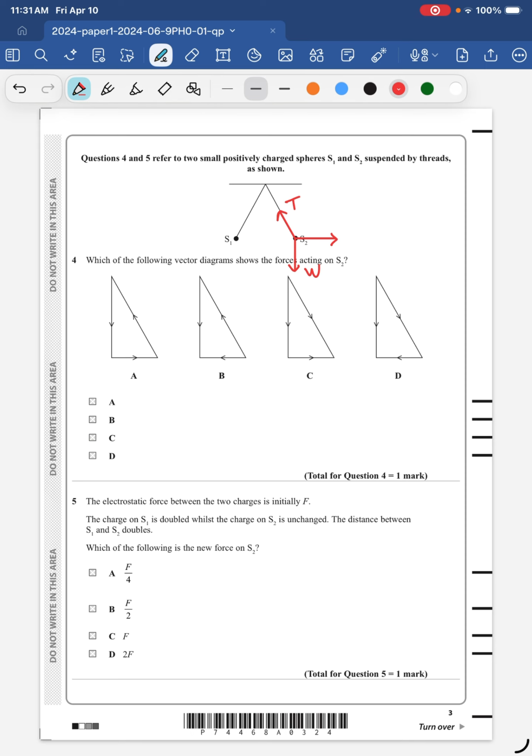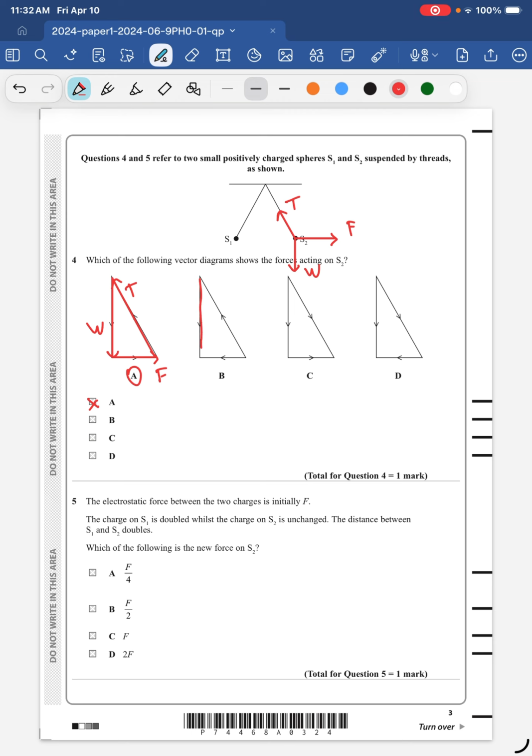Let's go and inspect. A is actually the answer. So the correct answer is A. This is because you have the weight over here, and if you add the, let's call it F for the force, the Coulomb force, so if you add these two forces, you get the tension. So this closes the triangle, and this means that the object S2 is in equilibrium.